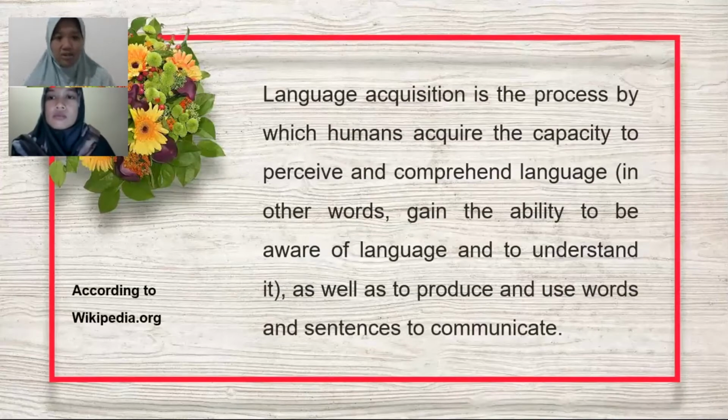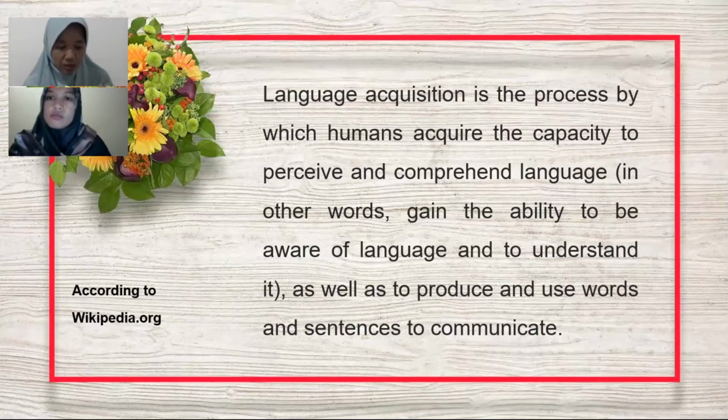All right, the next is about language acquisition. Well, in Wikipedia, language acquisition is the process by which humans acquire the capacity to perceive and comprehend language. In other words, to gain the ability to be aware of language and to understand it, as well as to produce and use words and sentences to communicate. Language acquisition involves structures, rules, and representation. The capacity to use language successfully requires one to acquire a range of tools, including phonology, morphology, syntax, semantics, and an extensive vocabulary. Language can be vocalized as speech or manual as in sign.